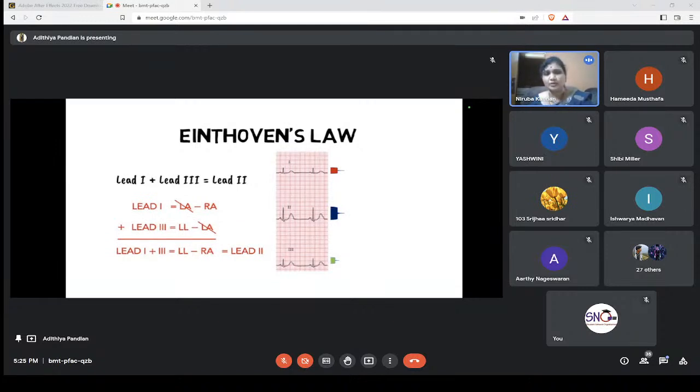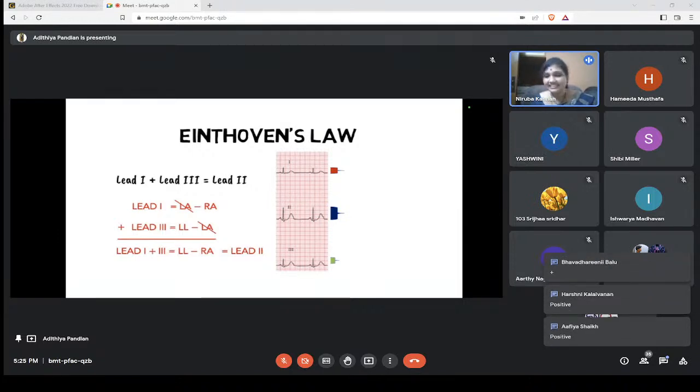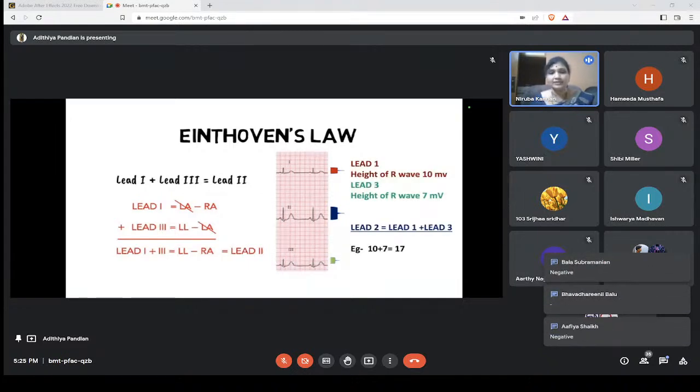Is the left arm connected to positive or negative in lead 1? Positive, very good. In lead 3, the left arm is negative. So it is getting almost neutralized.